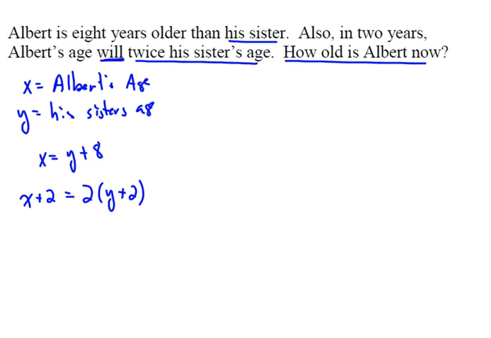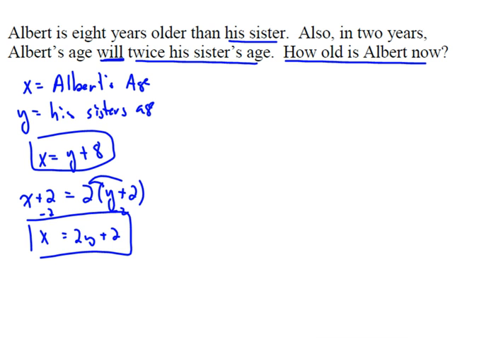Now, maybe it's a good idea to simplify this. If I subtract 2 on both sides, it gives you x = 2y + 2, since 2 times 2 is 4, minus 2 is 2. Now we can solve this, and the easiest way to solve this one is actually using substitution, because we've got this equation and this equation, and so for x we can write y + 8. So in this equation, instead of writing x, I can just write y + 8.